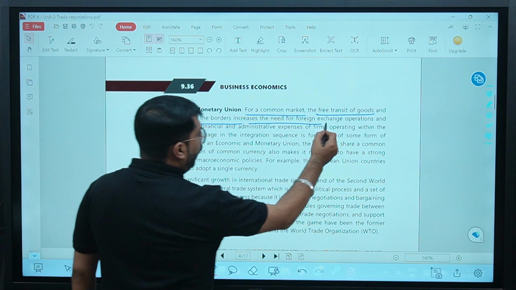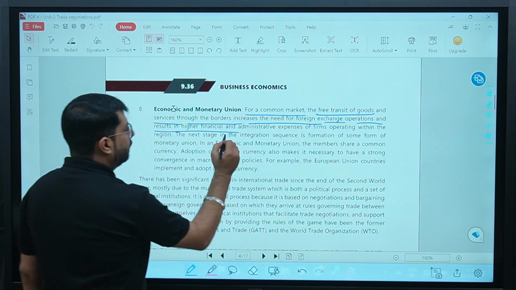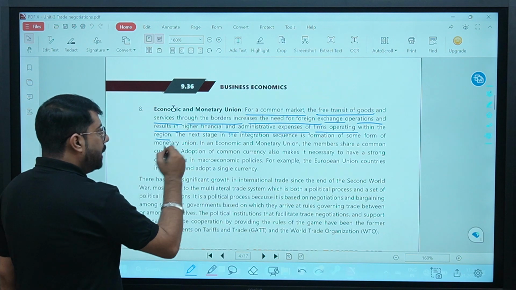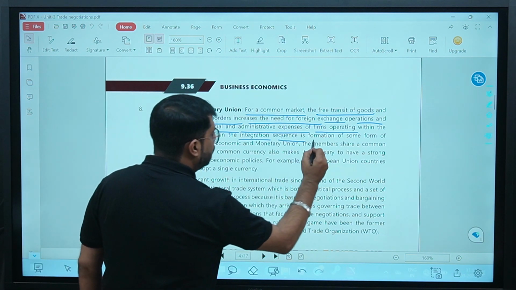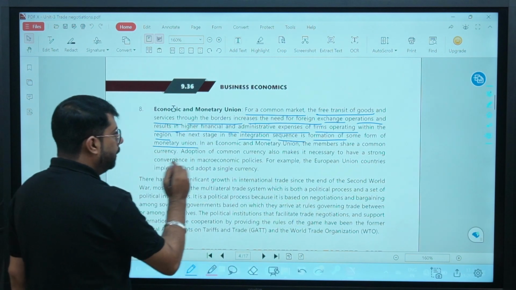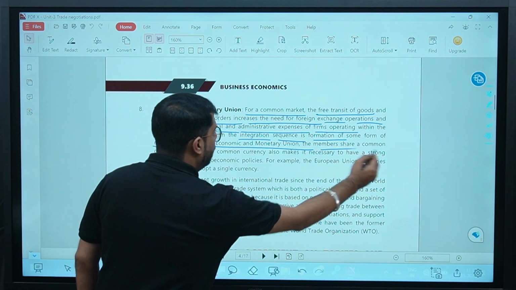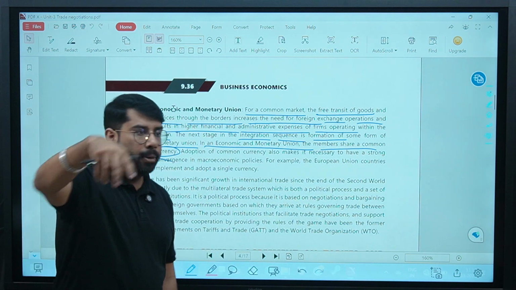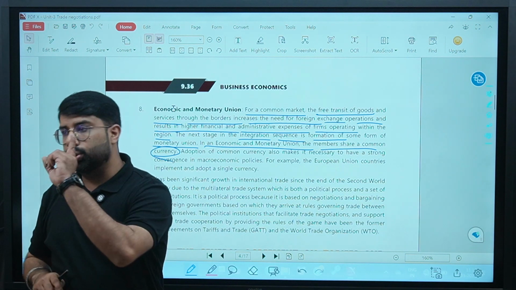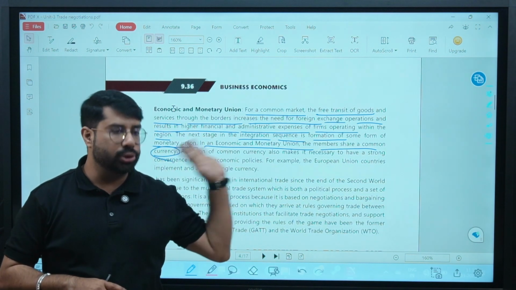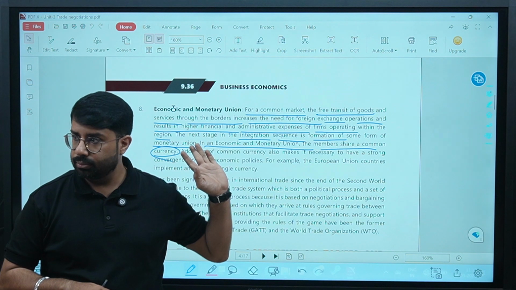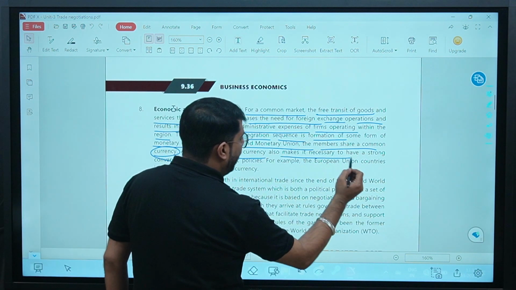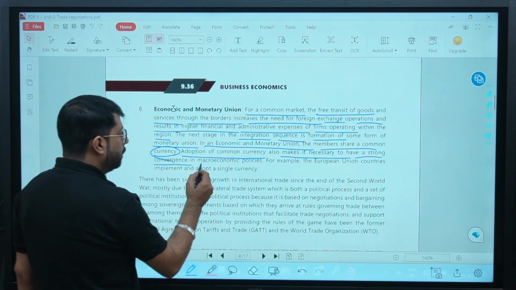So it increases the need for foreign exchange operations and results in higher financial and administrative expenses of firms operating within the region. The next stage in the integration sequence is formation of some form of monetary union. In an economic and monetary union, the members share a common currency. We share a common currency, that whenever we trade among each other, we will use this currency only. For example, US dollars. Are we clear? Adoption of common currency also makes it necessary to have a strong convergence in macroeconomic policy.